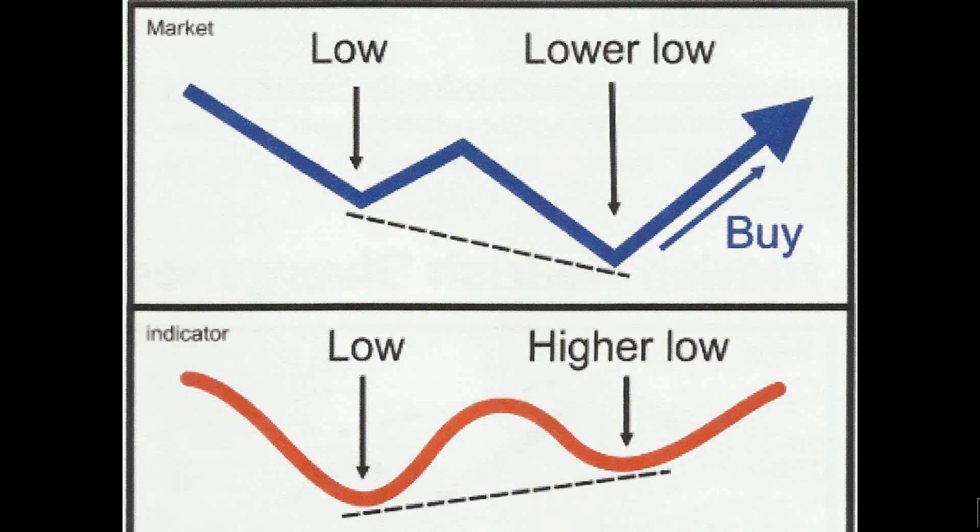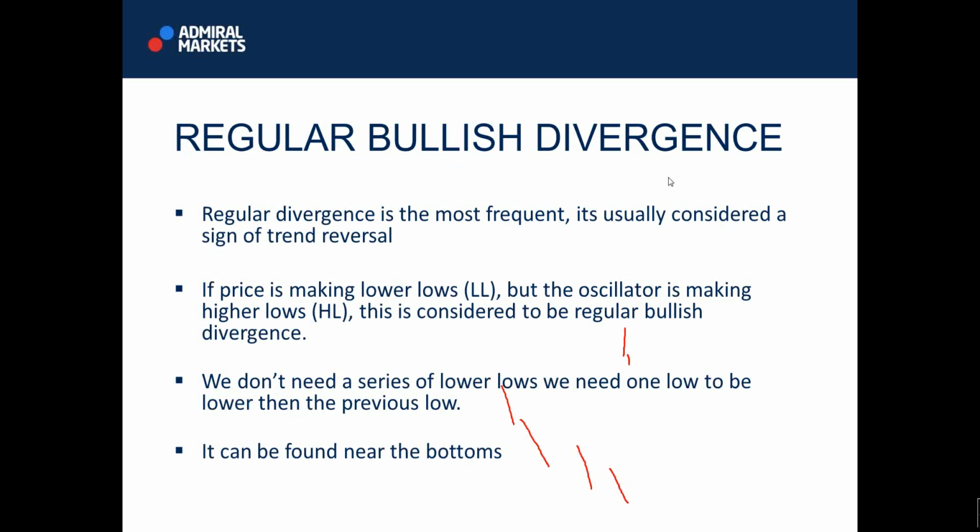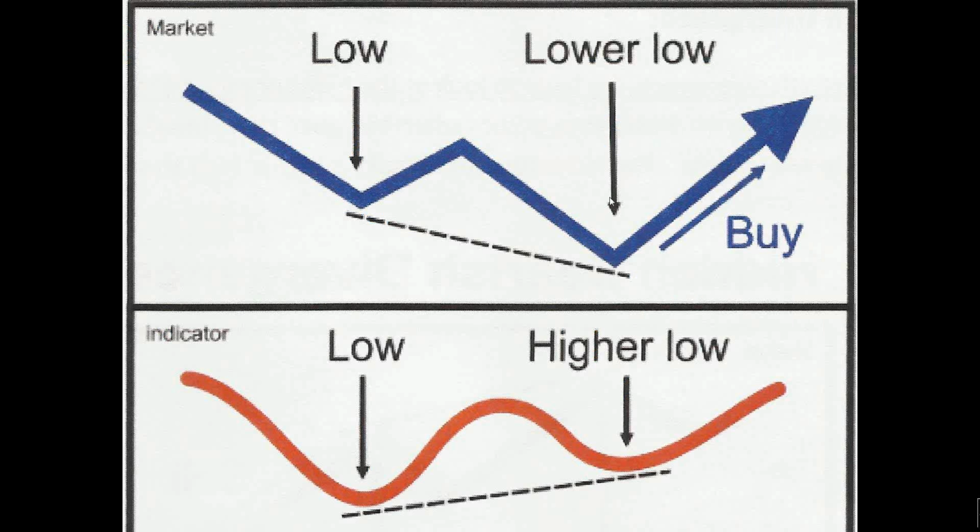So this is price action. Price is making a lower low. Indicator is making a higher low. So as you can see, price action and indicator are in disagreement. So lower low, higher low. So that is a regular bullish divergence. The price will, and usually will indeed, jump up from the support when it's made.